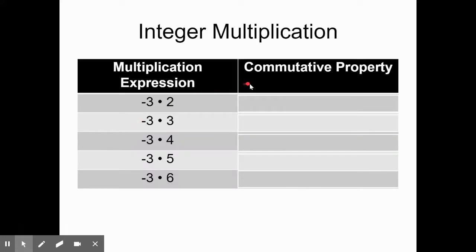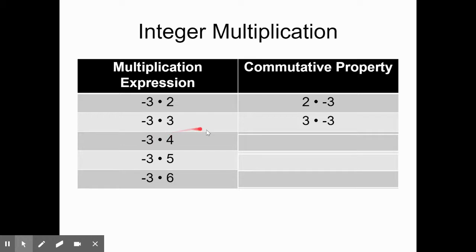All right, now let's use the commutative property for the expressions we've already developed. And remember, the commutative property means we can change the order, but our outcome or our product will still be the same. So if I take -3 times 2 and I make it 2 times -3, both of those expressions equal a -6. Take -3 times 3 and turn it into 3 times -3, the product is -9.